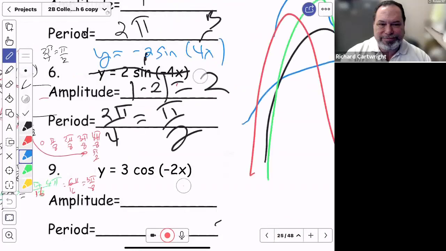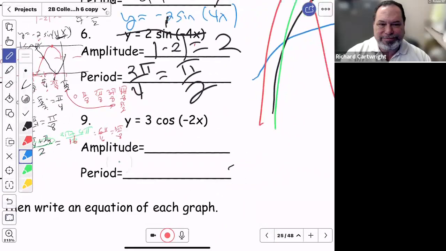So enough of that nonsense. Amplitude. What I'm going to do is rewrite this problem as y equals 3 cosine of 2x. Don't worry about the negative. Look at that. Amplitude is 3. Period is 2 pi over 2, which is pi.